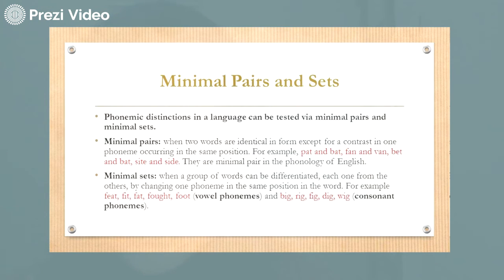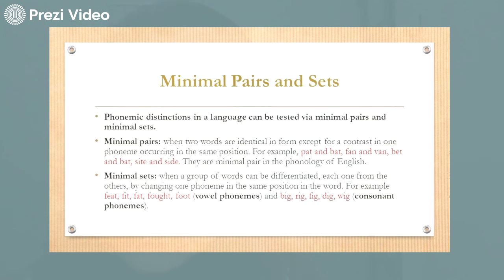Minimal pairs and set. Phonemic distinction in a language can be tested via minimal pairs and minimal sets. For the definition, minimal pairs are when two words are identical in form except for a contrast in one phoneme occurring in the same position. For example, pet and pet, fan and van, pet and pat, side and side. They are minimal pairs in the phonology of English.